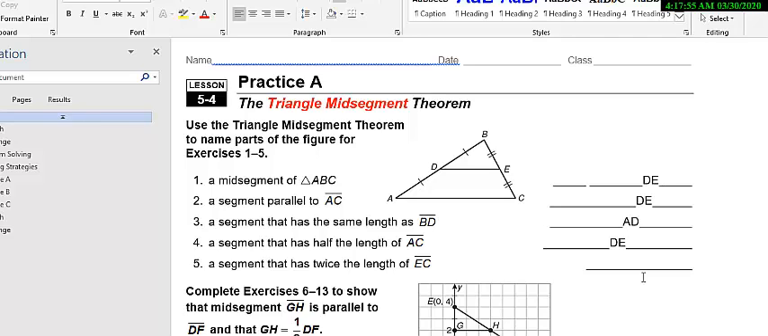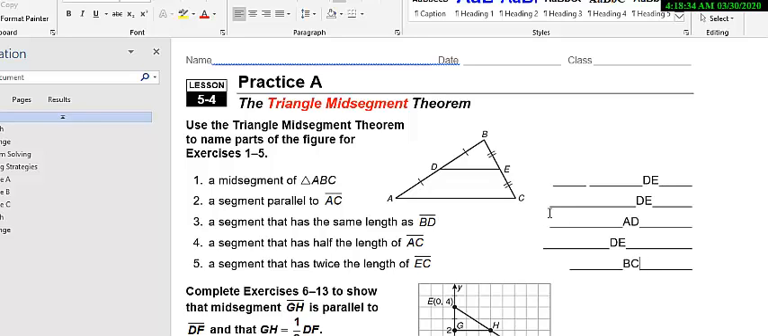Question number 5, a segment that has twice the length of AC. Get back to the given condition of the triangle ABC, or the figure in general. Point E is a midpoint of BC. What does it mean? It means that EC is half of BC, or BC is twice as much as EC. So I'm gonna say the answer for question number 5 would be BC. BC will be the segment that has twice as much as AC. So BC is 2 times AC. This will complete the answer for question number 5.